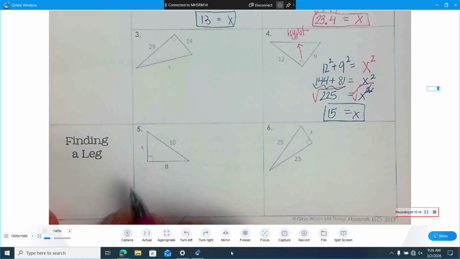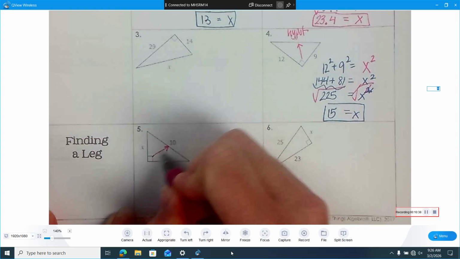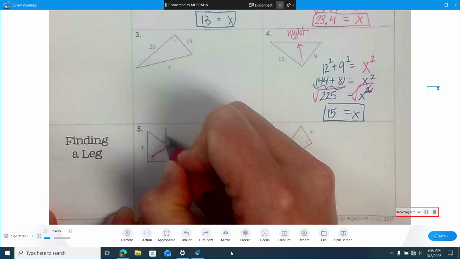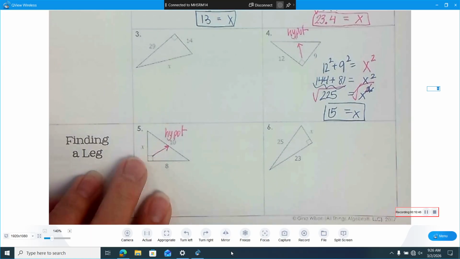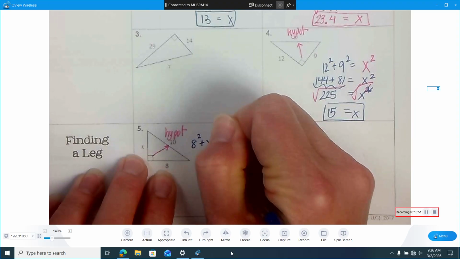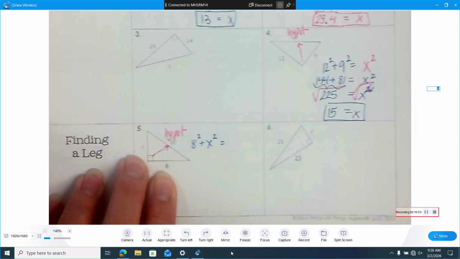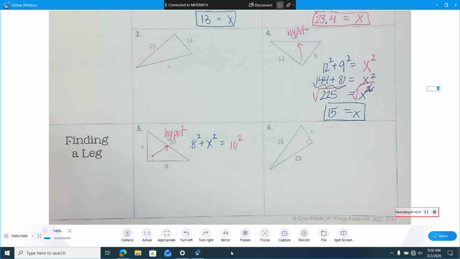What's our hypotenuse on number 5? 10. Again, right across from the right angle is our hypotenuse. Okay? The other things are the legs. So what's my equation going to be this time? 8 squared plus x squared equals 10 squared, okay? So again, leg squared plus leg squared equals hypotenuse squared.